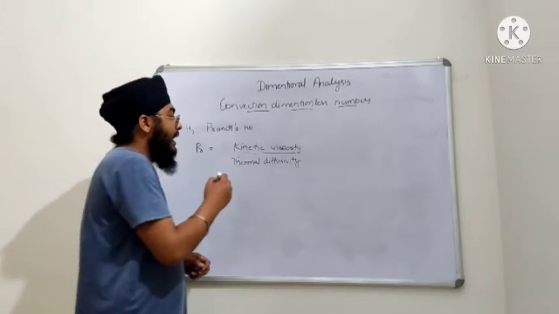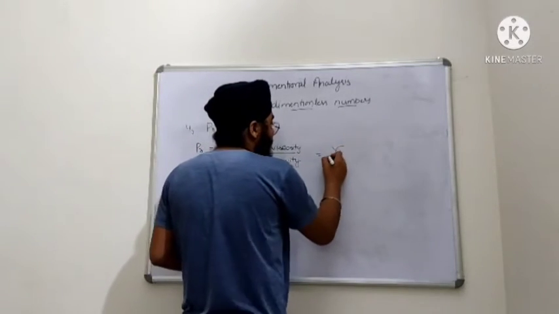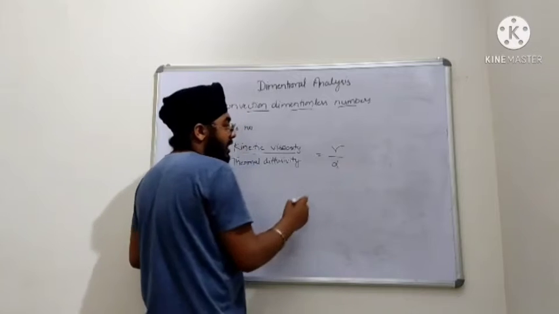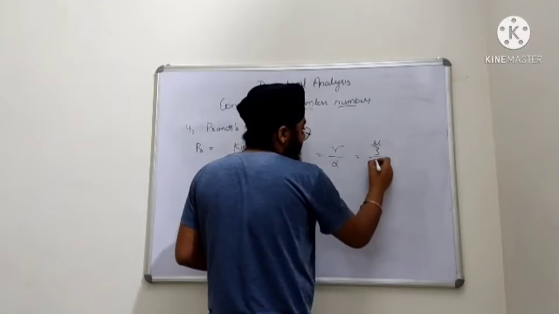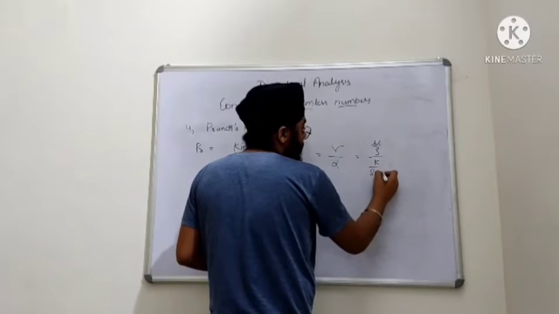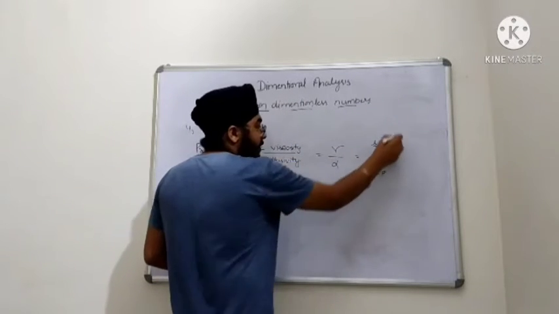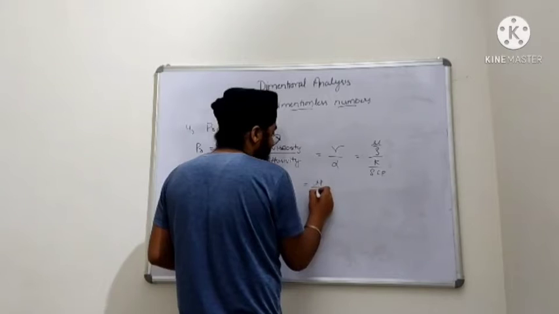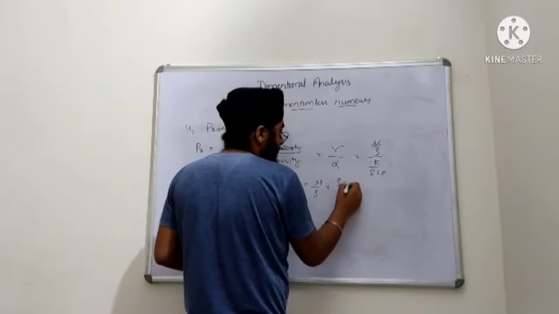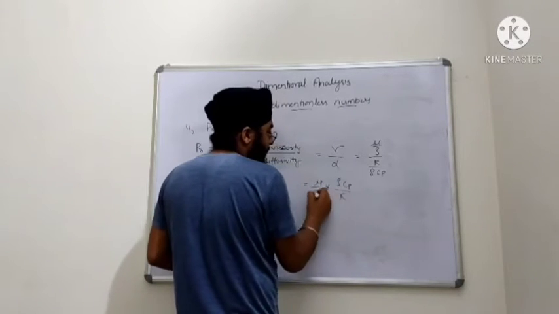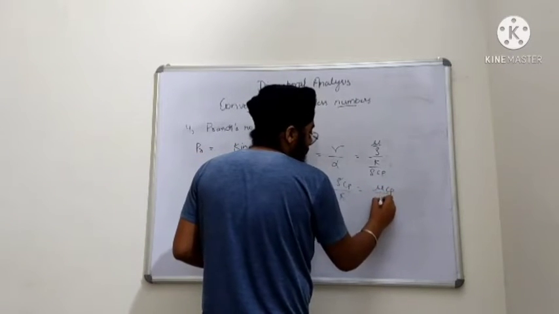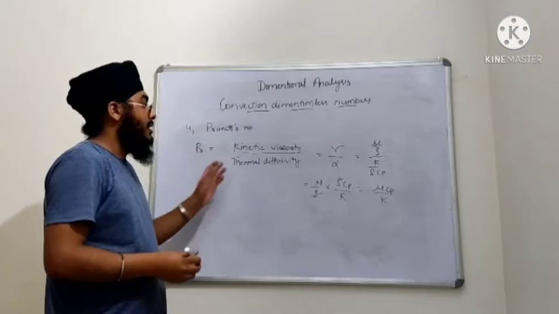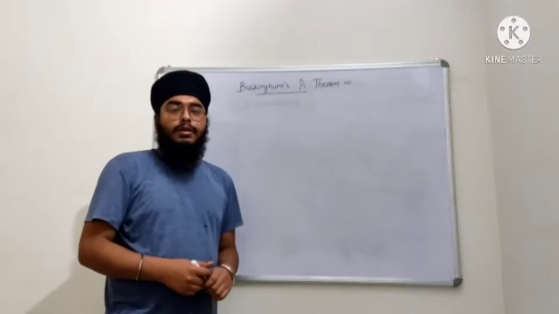We know that kinematic viscosity is nu and thermal diffusivity is alpha. It is written as mu upon rho, and it is written as K upon rho Cp. Now this will go above and it will be rho Cp upon K. We will cut out the rho and we will have mu Cp upon K. So this is Prandtl's number.